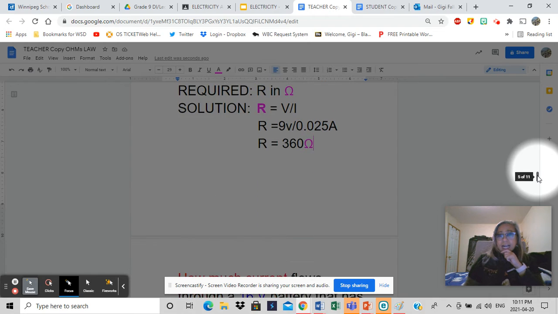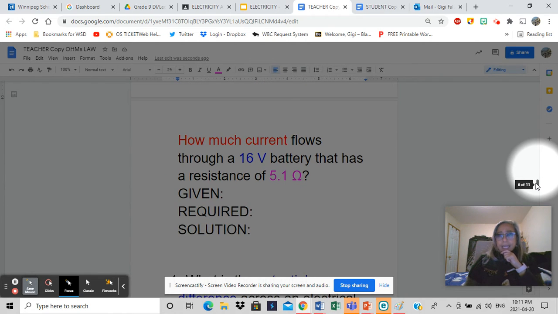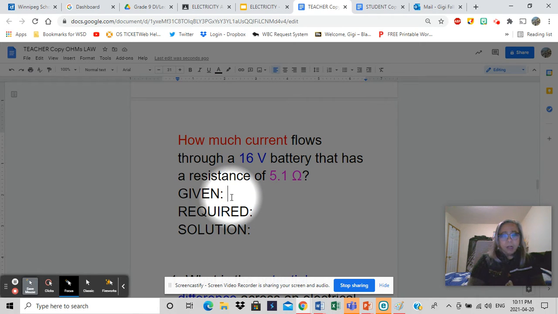So let's proceed. This is still part 1, okay, number 1. This is the second problem there. Now it says here, how much current flows through a 16 voltage battery that has a resistance of 5.1 ohm? My advice as always would be look at the numbers. So you are given 16V. What is V? Obviously that would be voltage equals 16. We had better use a small v for the unit of measurement, right? And so that's one given.